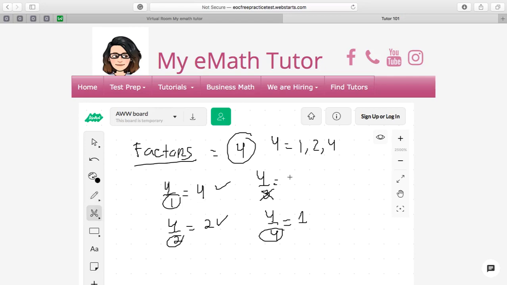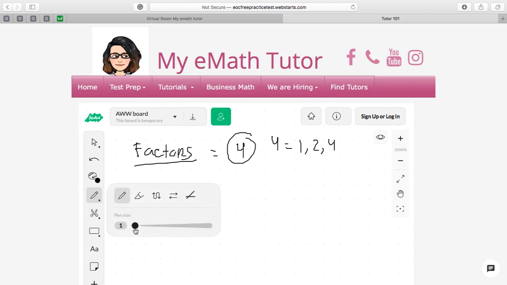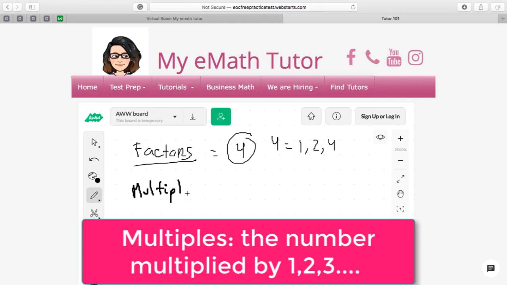If I were to ask you what are the multiples of 4, that's a little bit different. All you have to do if they ask you for the multiples, so if I tell you, can you give me the multiples of 4? You'll have to do 4 times 1 is 4, 4 times 2 is 8, 4 times 3 is 12, and so on and so on. Basically multiply 4 by 1, by 2, by 3, and so on.